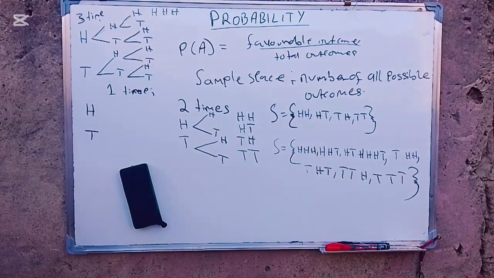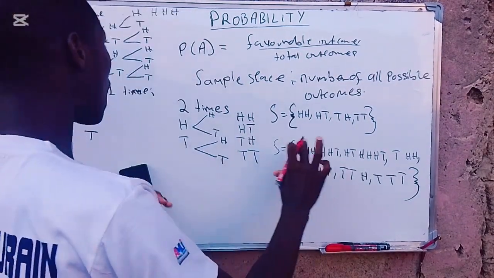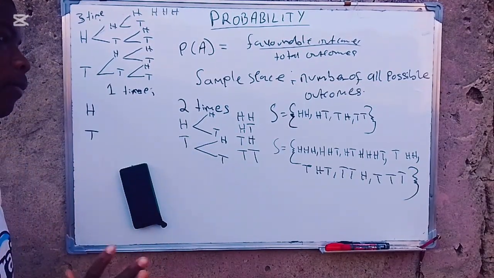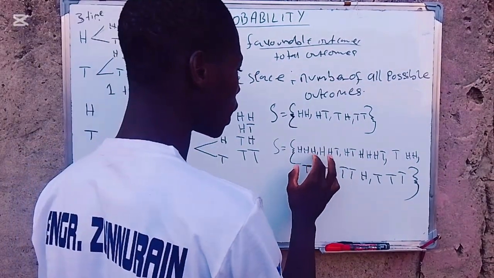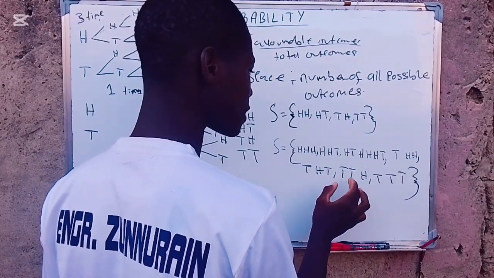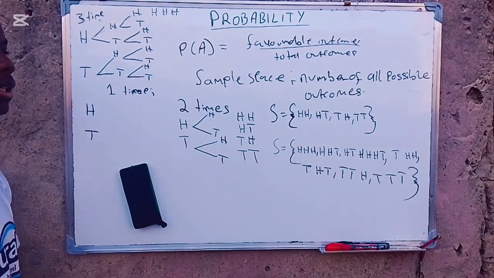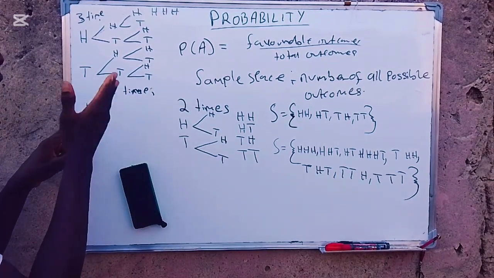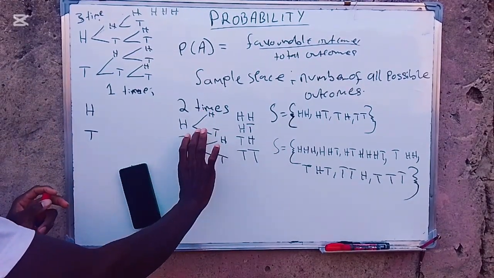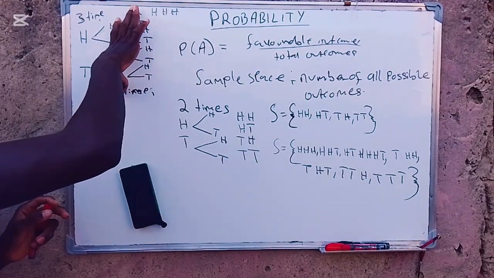So this is the sample space. It means all the possible total outcomes if I flip my coin three times. So how many outcomes did I have? 1, 2, 3, 4, 5, 6, 7, 8. As you can see, I flip my coin one time, I get head and tail. I flip my coin two times, I get this. And I flip it three times, and I get this.